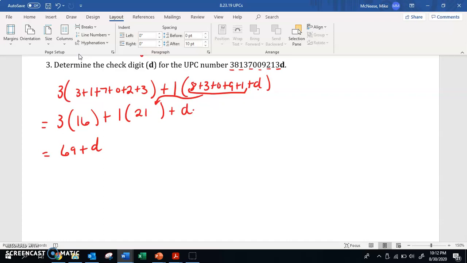So the next number that ends in a 0 above 69 is 70. 70 ends in a 0, right? So if I set this equal to 70 and solve for D, move 69 over, I get D is equal to 1. So D has to equal 1.